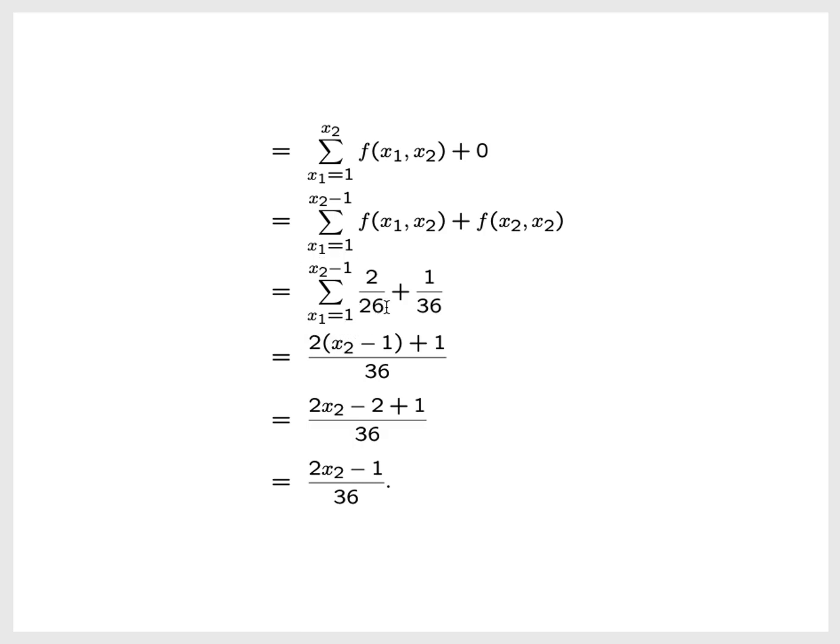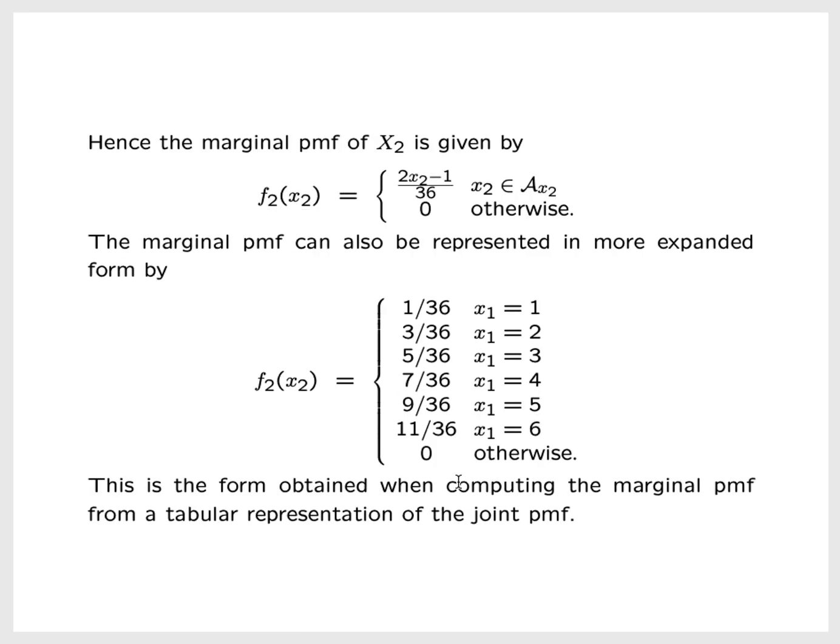Okay, so then we have to sum up this 2 over 36 this many times, and so what we get is 2 times the quantity x2 minus 1 all over 36. So we add it to the 1 over 36. And so we get this nice expression, 2 times x2 minus 1, plus 1, all over 36. And so we put these results together, and we get the fully specified expression for the marginal PMF of x2. It's equal to 2 times x2 minus 1 over 36 for all values of x2 in the space of x2, and for any other value of x2, it's 0.